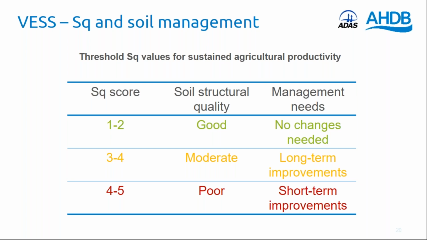We're probably saying you need to monitor that a bit more frequently and perhaps put in some more long-term improvements, try and build up your organic matter levels, for example. 4 to 5 is evidence that you've got poor soil structure and you might need some short-term improvements. You might need to think about subsoiling, that kind of thing.